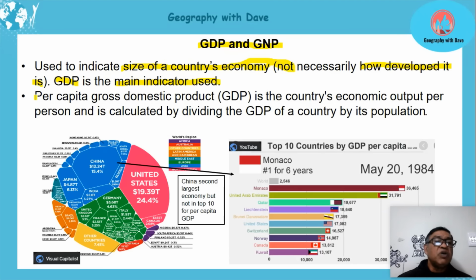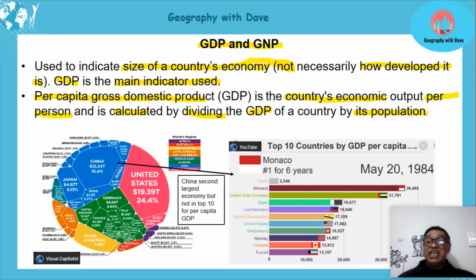I'm going to throw in the concept of per capita gross domestic product, GDP, which is the country's economic output per person. Now, how do we calculate it? We divide the overall GDP, all the goods and services within the boundaries of a country, you got that, by its population. So let's say a country's GDP is $1 trillion and it has 50 million people.